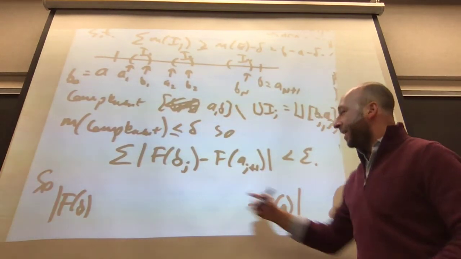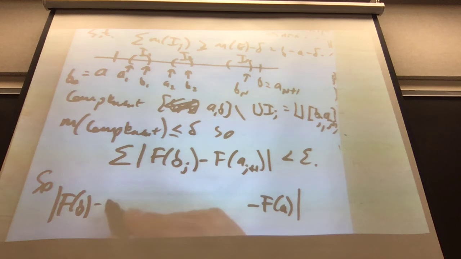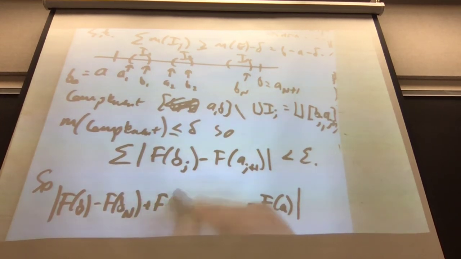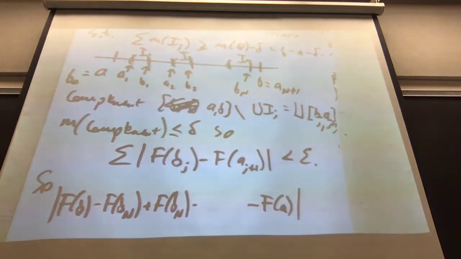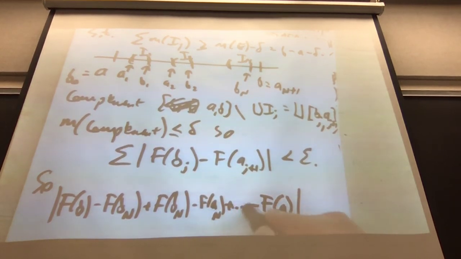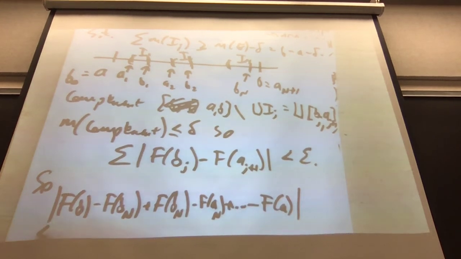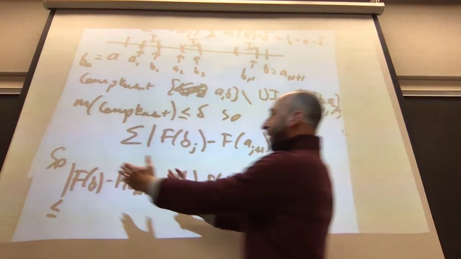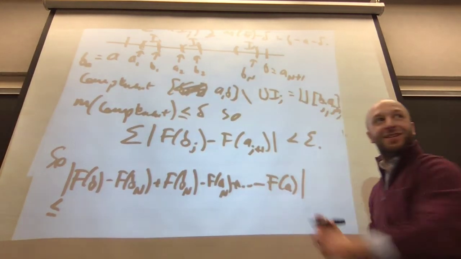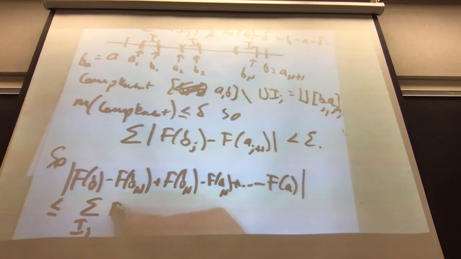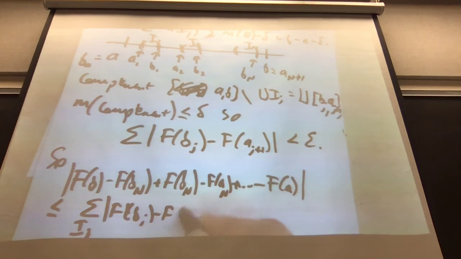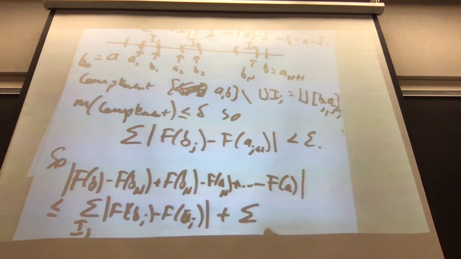Okay, so what am I going to do? I'm going to take this difference and I'll do minus f of b_n plus f of b_n minus f of a_n and so on. In other words, just take all of the points in this partition. So that's at most, this breaks up into two kinds of things, in the complement and things in the Vitali cover, so this is a sum over j of f of b_j minus f of a_j, plus a sum over, what should I call the complementary intervals?